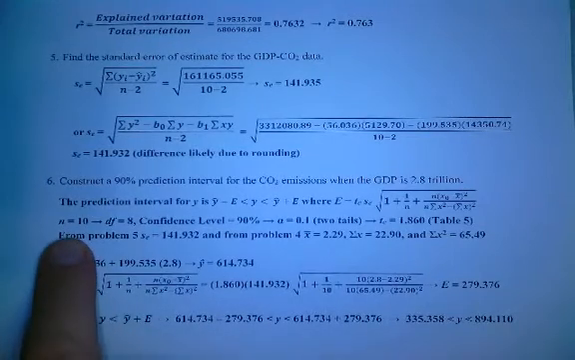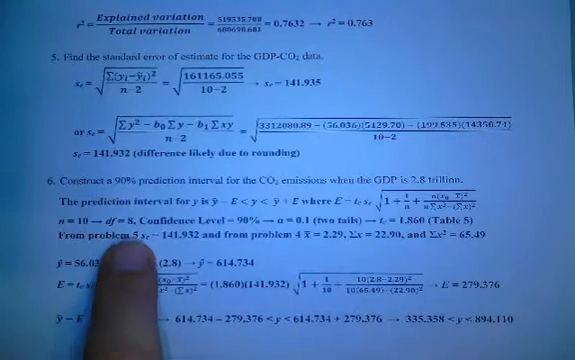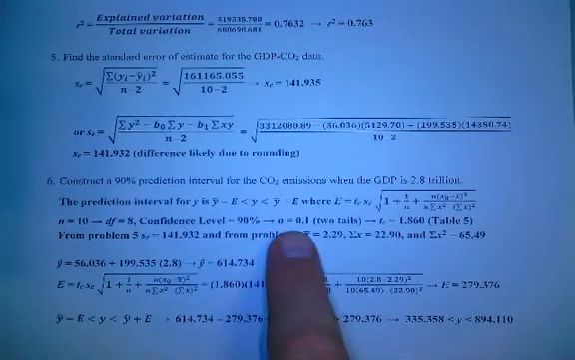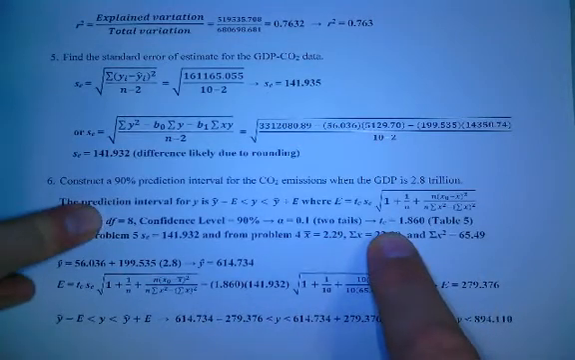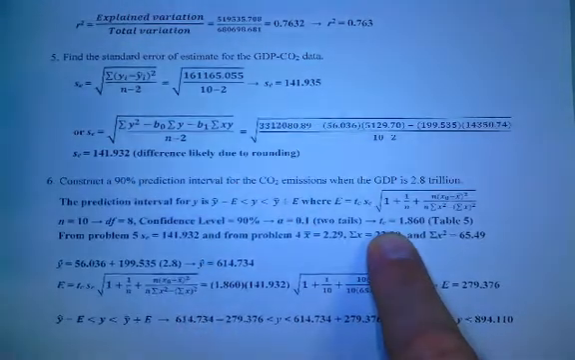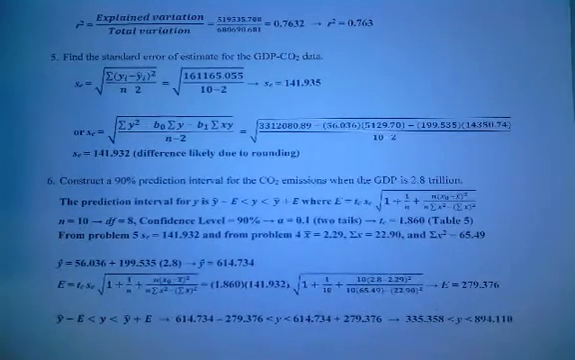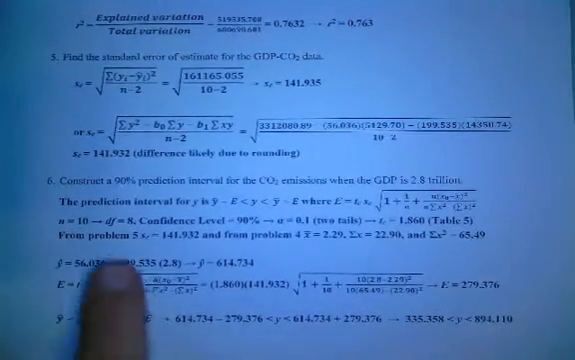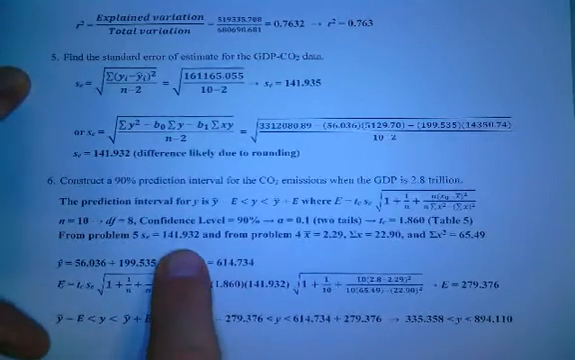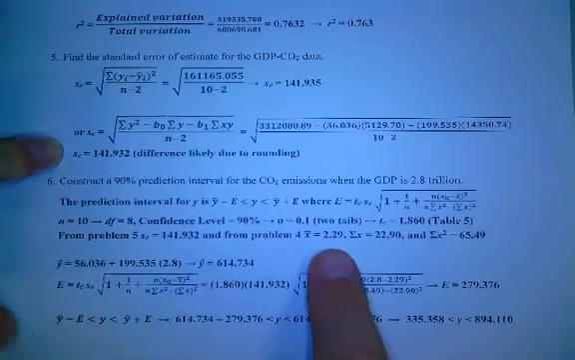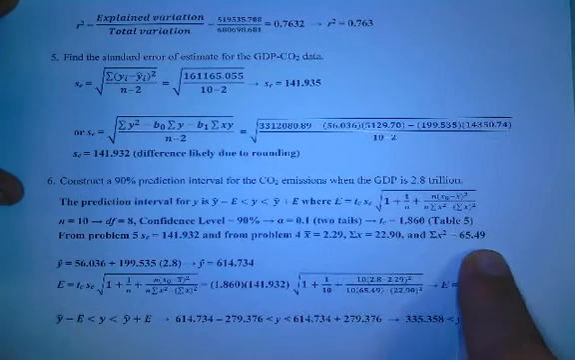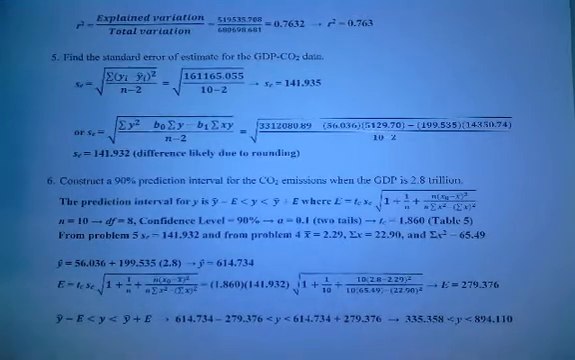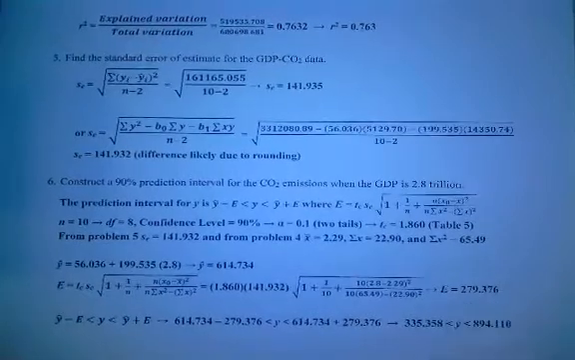So, n is 10, so degrees of freedom is 8. A confidence level of 90% means alpha is 0.1 with two tails. So when I use table 5, row 8, 0.1, we get 1.860 for the critical t-score. From problem 5 we have our standard error, and from problem 4 before, we have the mean, the sum of the x's, and the sum of the x squareds. So we can plug all those numbers in to find E. In this case, E came out to 279.376.